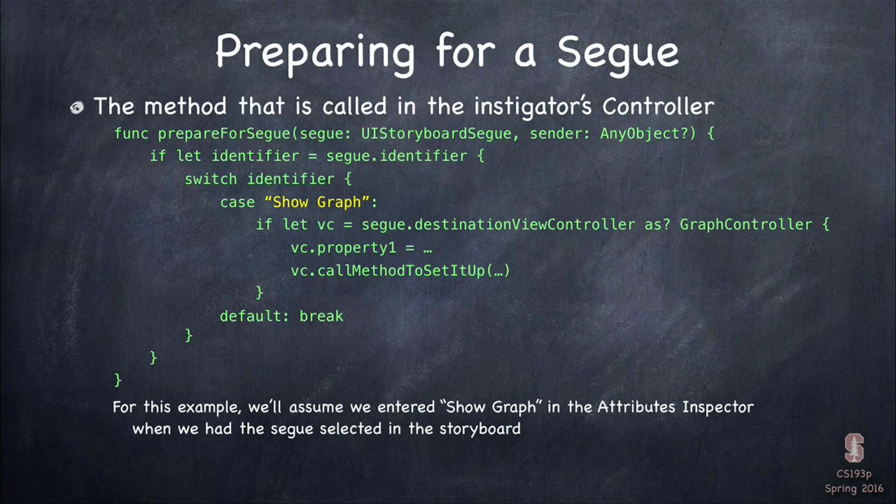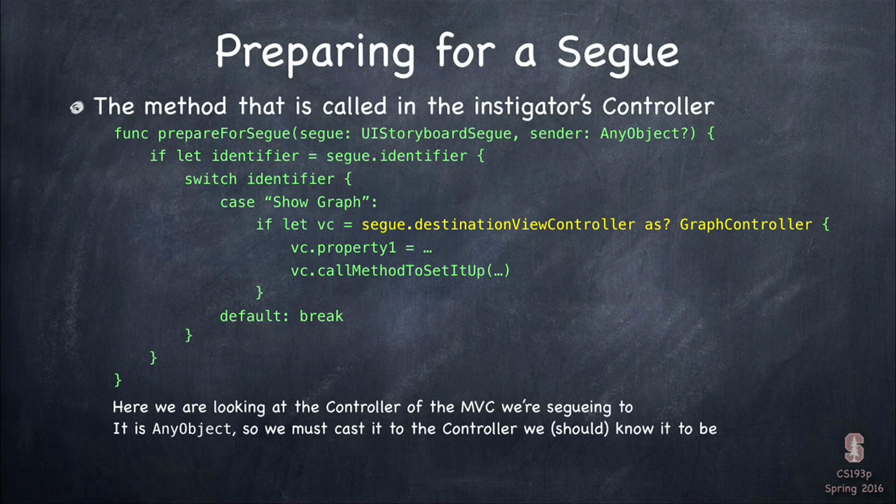And when I see that this is a show graph segue, then I'm going to try and prepare the destination of the segue, assuming that it is some sort of graph controller, right? Some controller of an MVC that shows a graph. So I'm going to have to prepare it, okay? So the first thing I'm going to do is I'm going to look at the destination view controller of this segue, where we're segueing to, okay? And I'm going to see if it's a graph controller. And it better be, because that's the only way I know how to prepare for a segue called show graph.